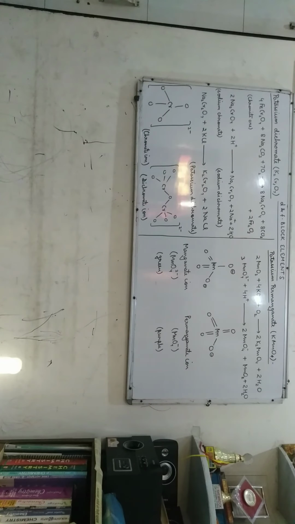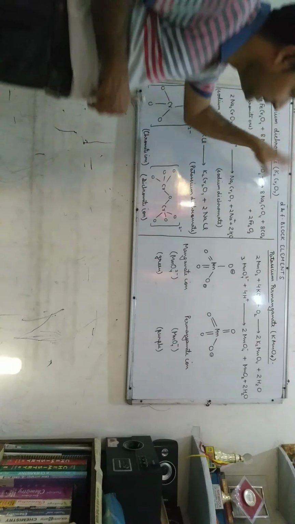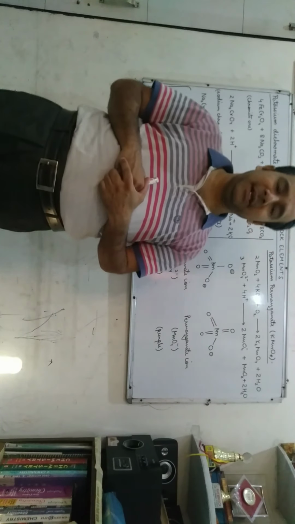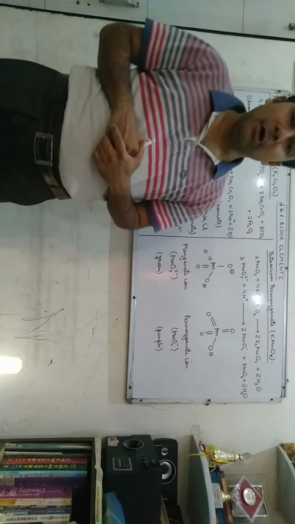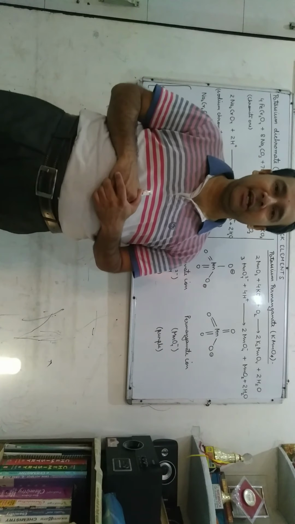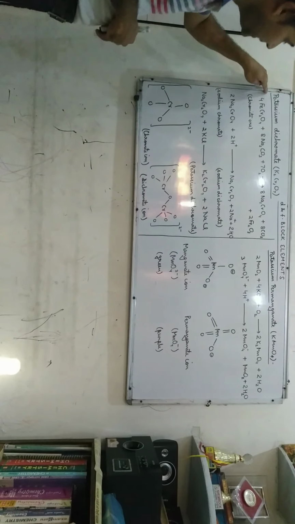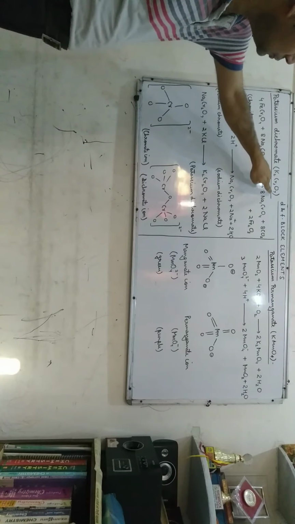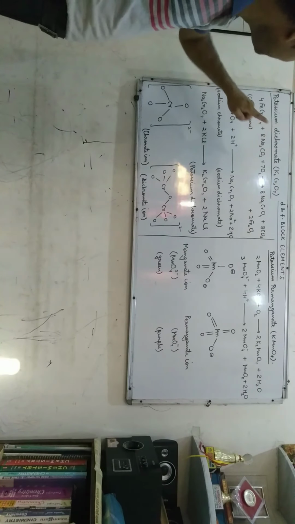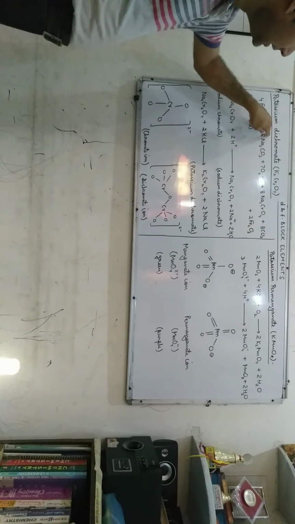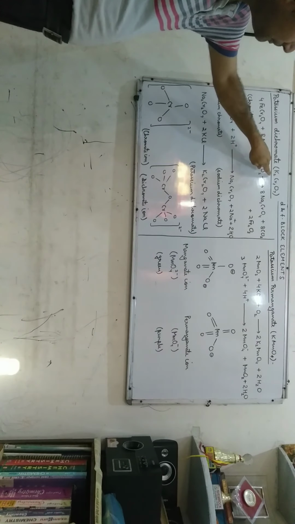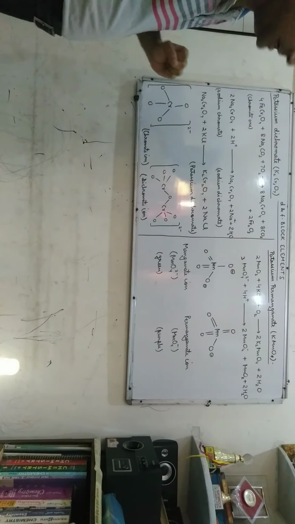Good morning class. Today we will discuss how we prepare potassium dichromate and potassium permanganate. Students, now let us discuss one by one. First we are taking potassium dichromate having formula K2Cr2O7. It is one of the most important chemical compounds. It is prepared in 3 steps.